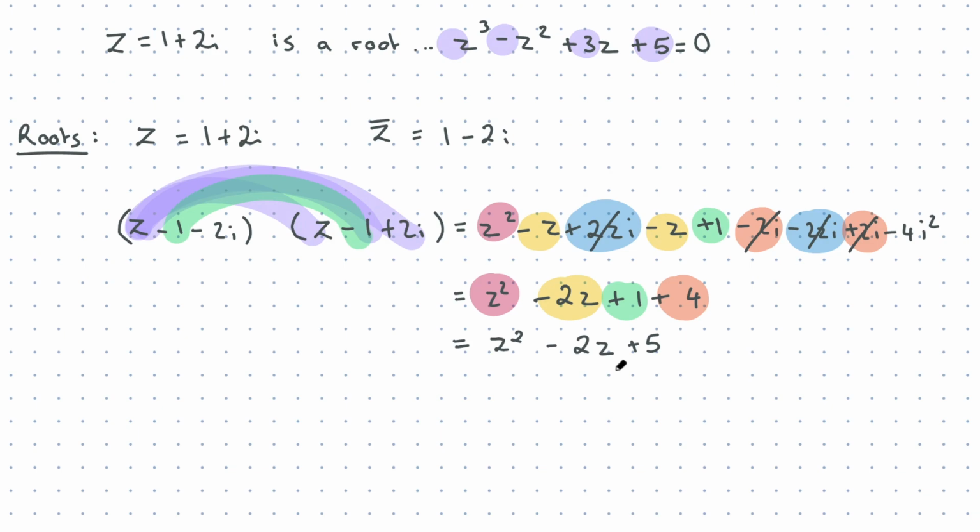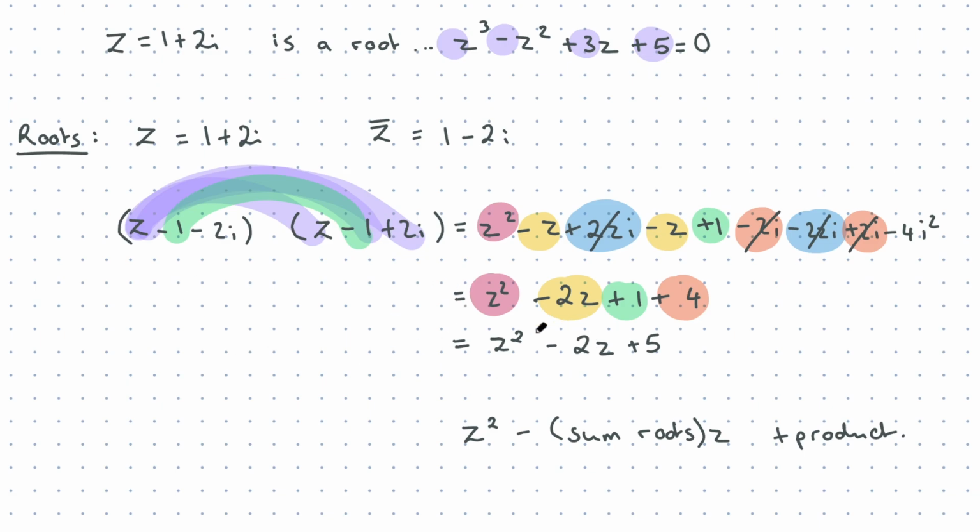multiply it out. So we're going to have that it is z squared minus the sum of the roots times z plus the product. And that is not in the log tables, so if you are going to use it, you're going to need to learn it off.